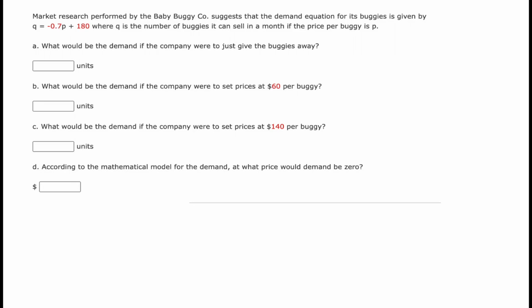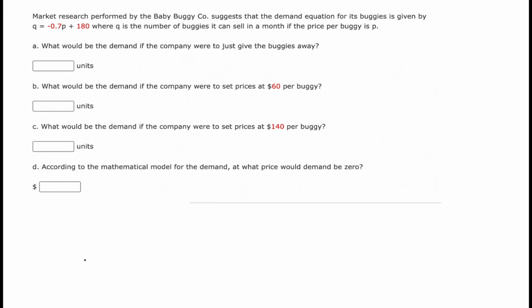All right, the question says, market research performed by a buggy company suggests that the demand equation for its buggies is given by Q equals negative 0.7 P plus 180, where Q is the number of buggies that they could sell in a month if they set the price to P. All right, so first of all, how do they even come up with a formula like that?